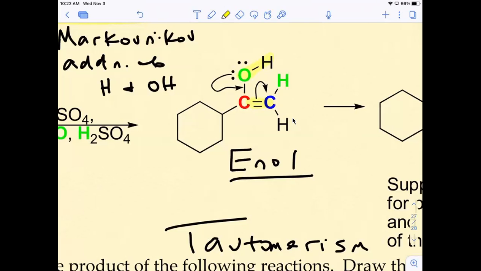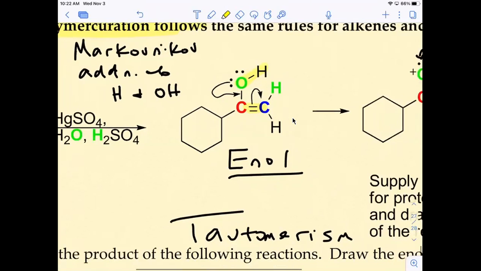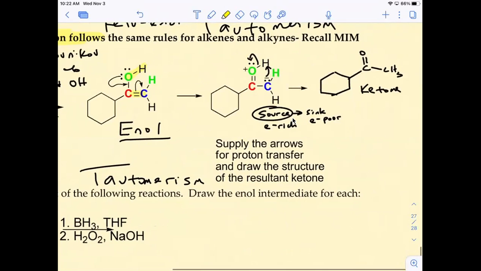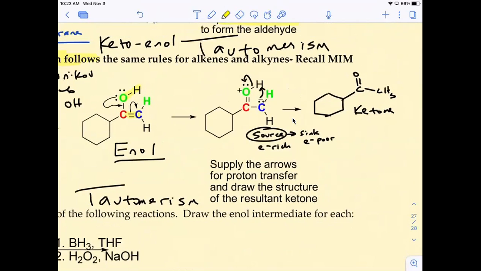Okay, and then tautomerism is where you do the proton transfer? Yeah, the tautomerism happens when the enol rearranges to give you a ketone or an aldehyde. Okay, thank you.